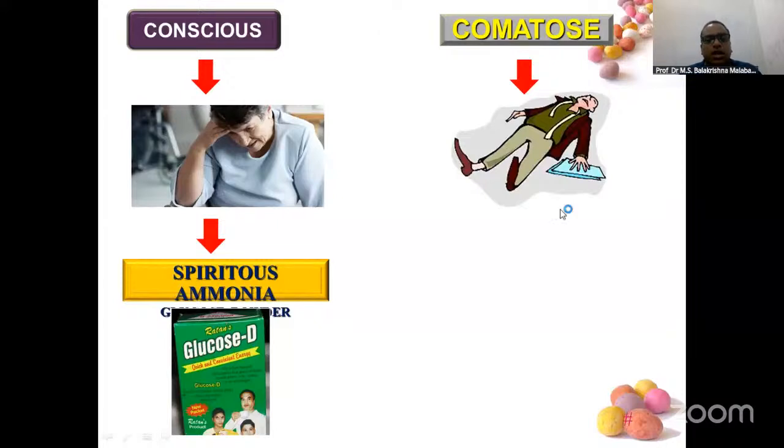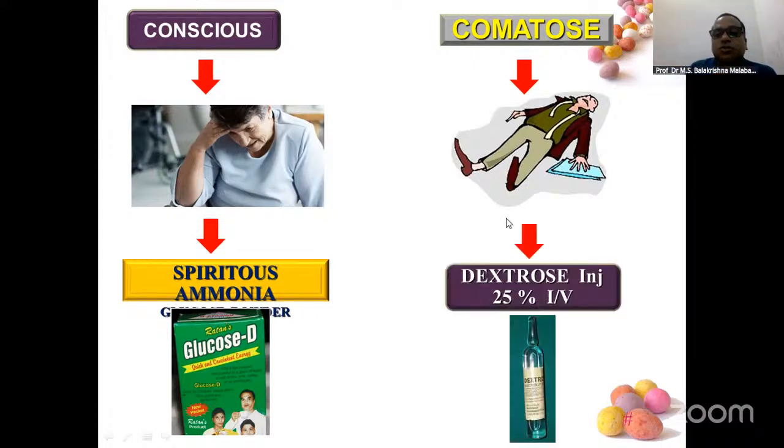And then if the patient is unconscious, that is a comatose patient, completely lying, then what will you do? You will try to wake him up. He is not getting up. So the glucose powder and spirit of ammonia may not be acting much at this time because the patient is completely unconscious. In this condition, you will be giving IV dextrose injection. This is the carbohydrate. You are going to infuse dextrose injection. Okay, sucrose, fructose, maltose, you have read that. So IV dextrose injection, 25% IV you will give.